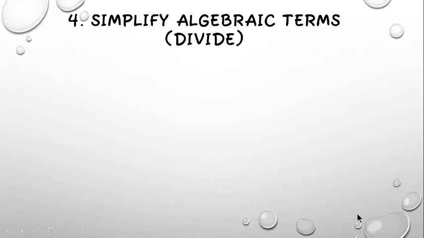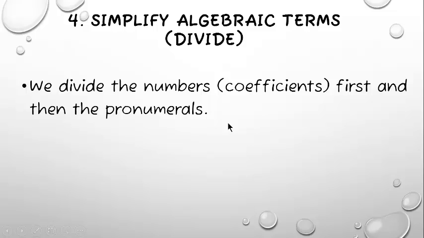Okay, today we're looking at simplifying algebraic terms using division. We can simplify any single algebraic term using division by simply dividing the numbers, the coefficients, first, and then the pronumerals, the same way as we did for multiplication.